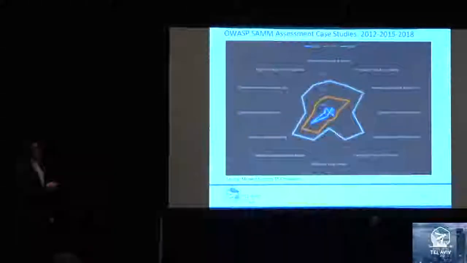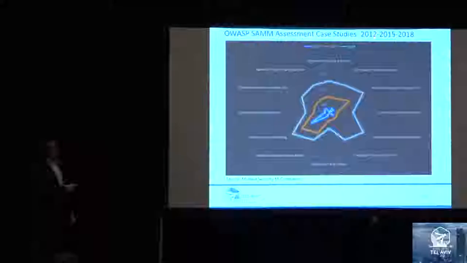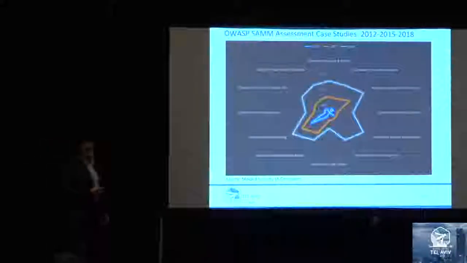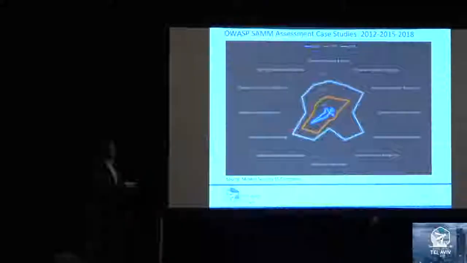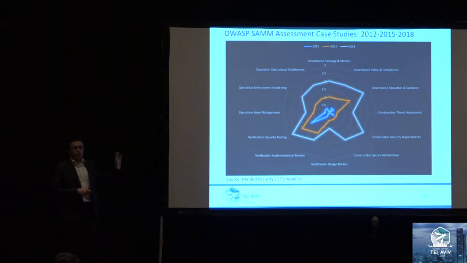Here, a case study of the software assurance maturity model assessment that we did since 2012. And here you can see exactly what I'm saying. All the companies are focusing on verification and security testing. In 2012, all the other dimensions, here the SAM model has 12 security practices, starting from governance, construction, verification, and operation. And here you can see that verification and testing are the most mature security practices at the moment. And this is not wrong, but testing is the last thing that a company should do.